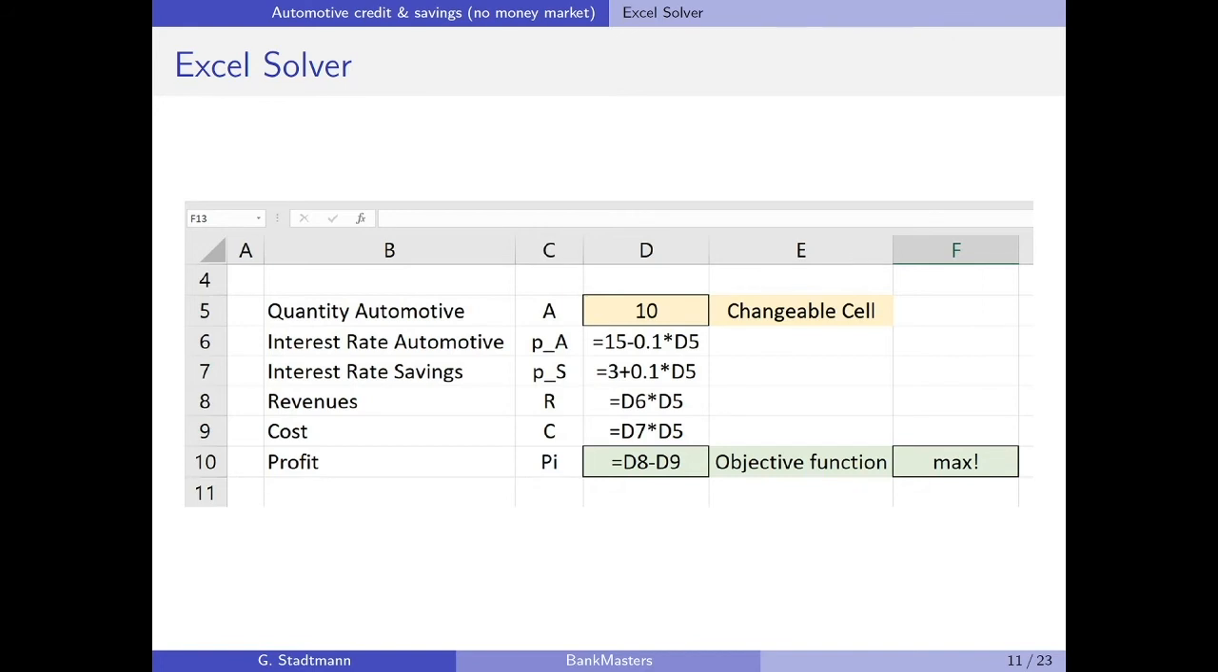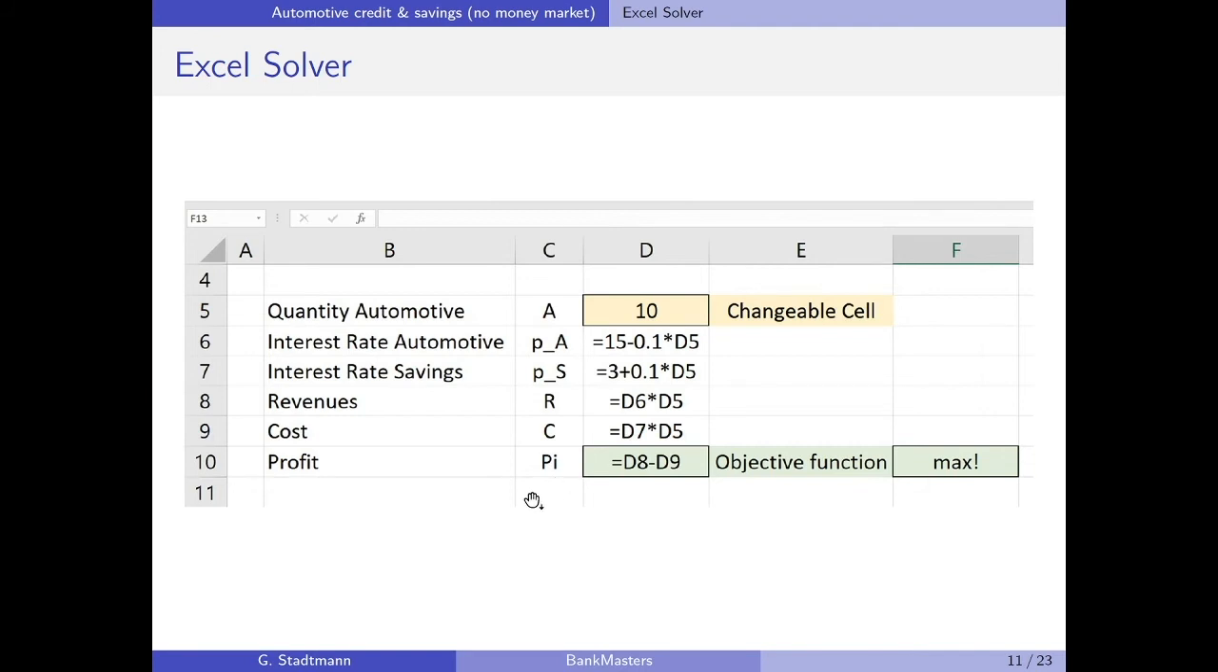The next step is the Excel solver, which is just confirming your result. This is done in Excel, and you have to just use the Excel solver to state that the objective function should be maximized. So in here, you have to know the quantity we have found was actually changeable. So in this part, there should be quantity, the interest rate of the automated credit, interest rate of the savings, revenues, costs, and profit.